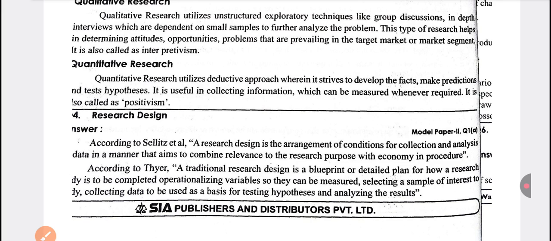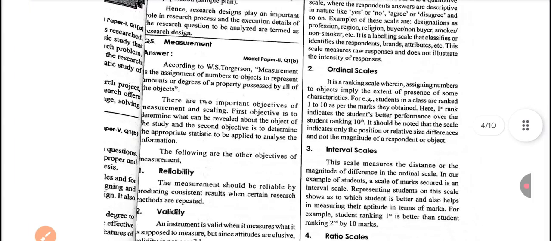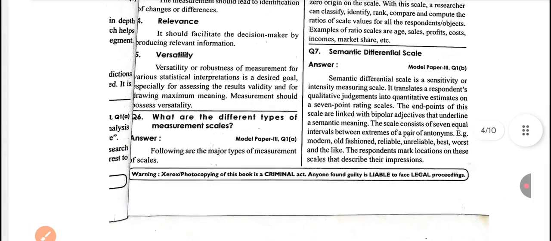To do an investigation, you have to collect data, yes or no? To find out the data, what design you are using and what steps you are using, that is important. Yes or no? That is called research design. I hope you have got clarity.